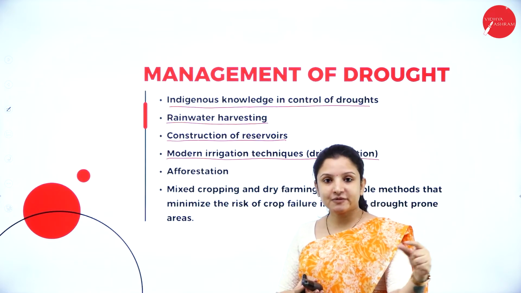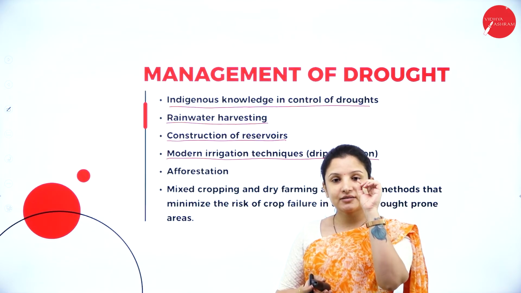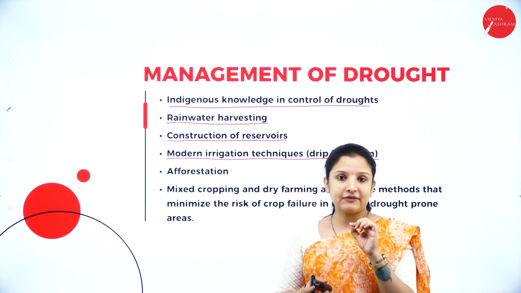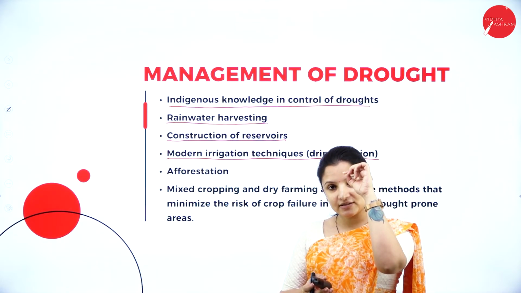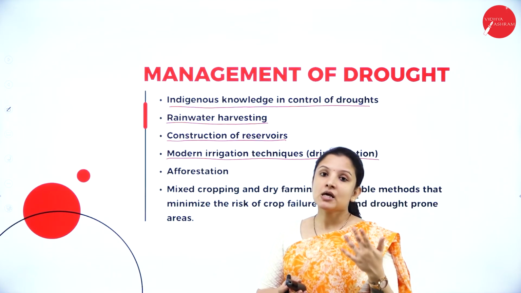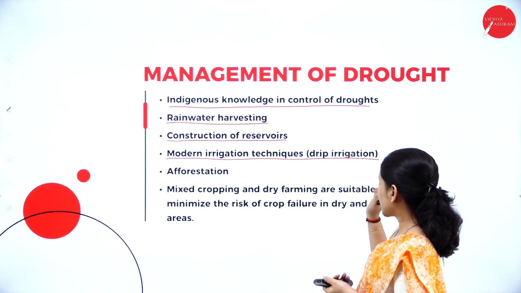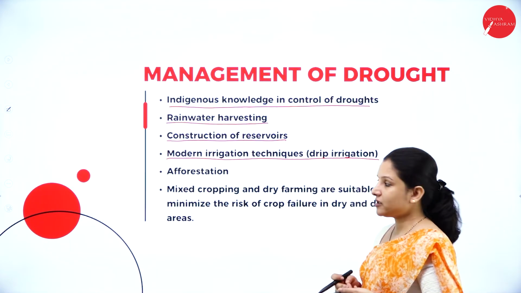The water pipes will be laid in the field near the root of the plant, and there itself one drop of water will be left. So that drop of water will just fall right where the plant is. Therefore wastage of water is very minimal there. So that is how modern irrigation techniques such as drip irrigation can also prevent drought.